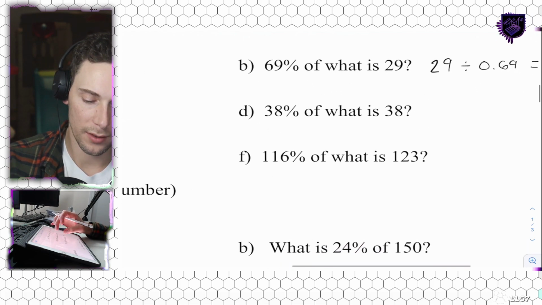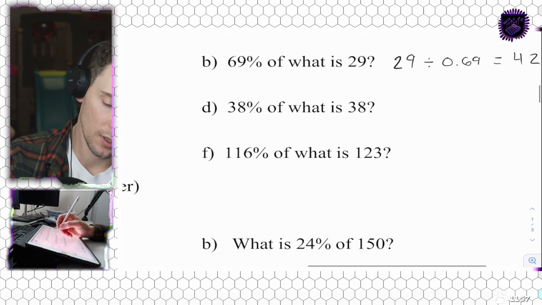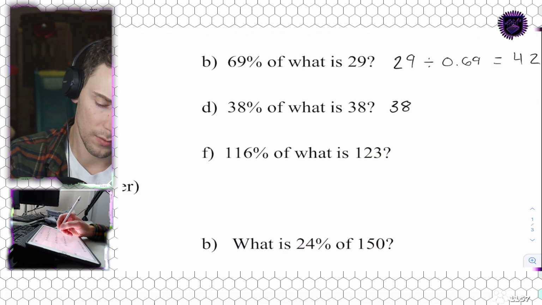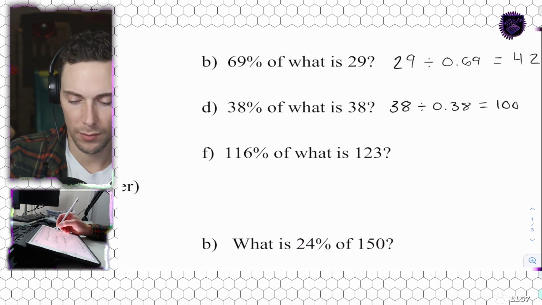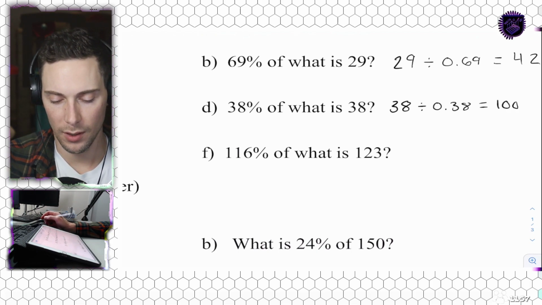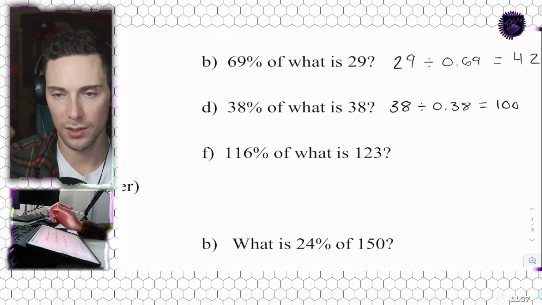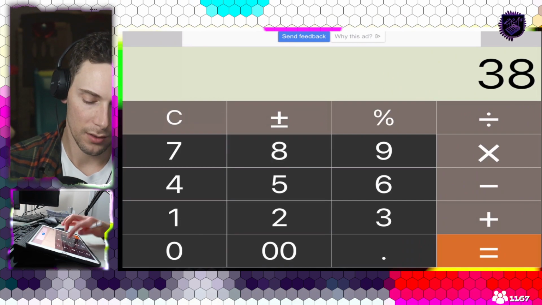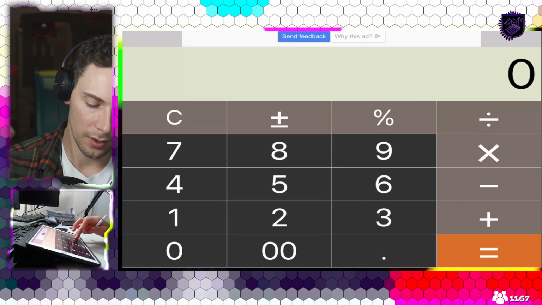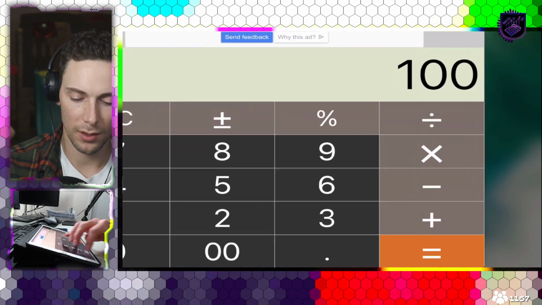38% of what is 38? So 38 divided by 0.38, that's going to equal 100. That's like a number divided by itself, but a hundredth of itself. And we can do this on the calculator, but that's going to be the answer. Let's see. 38 divided by 0.38 equals 100. There it is.